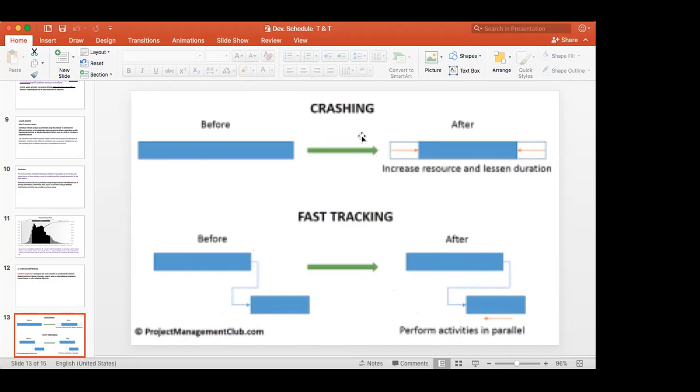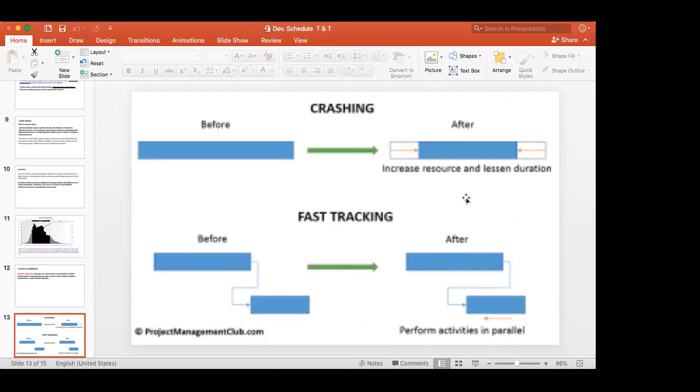So for crashing, what you have to do is you need more resources. But what do you understand here? More resources mean your cost will go up. Here, your cost won't go up, but you have a risk. You increase the risk. If some levels go wrong and you need to redo things, you have already concreted, so you have to remove that one. So you increase the risk in fast tracking, you increase the cost in crashing. So those are the things you have to understand.